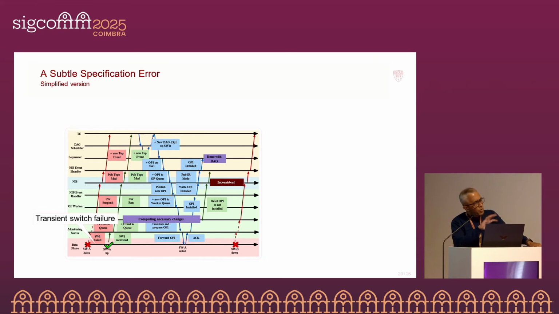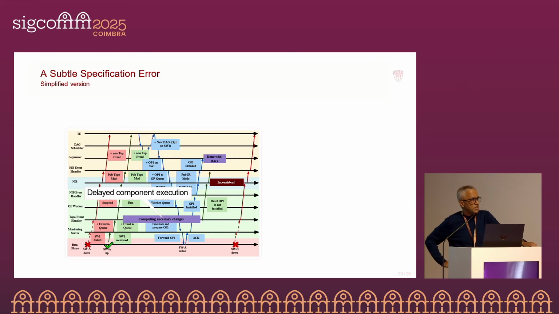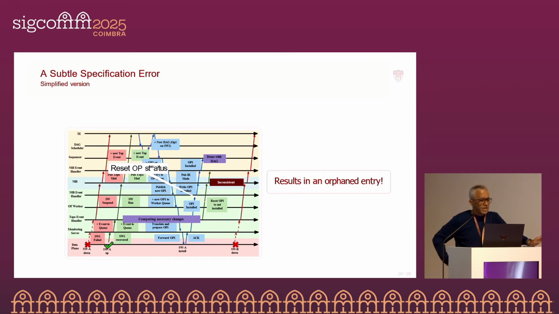Now, while each component is working independently, the model checker observed that if you were to delay one of these components significantly, that could result in a bug. It could result in a component actually rewriting the NIB so that it would result in a situation where the network has some state that the controller doesn't know about, the orphaned entry that I told you about.